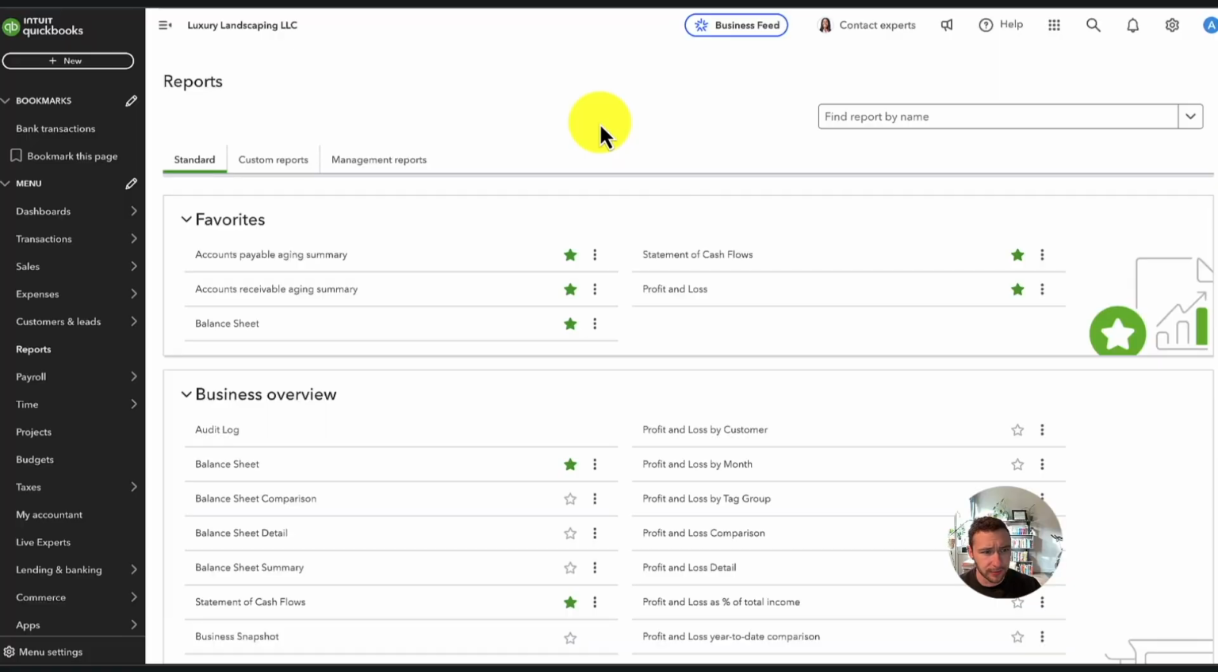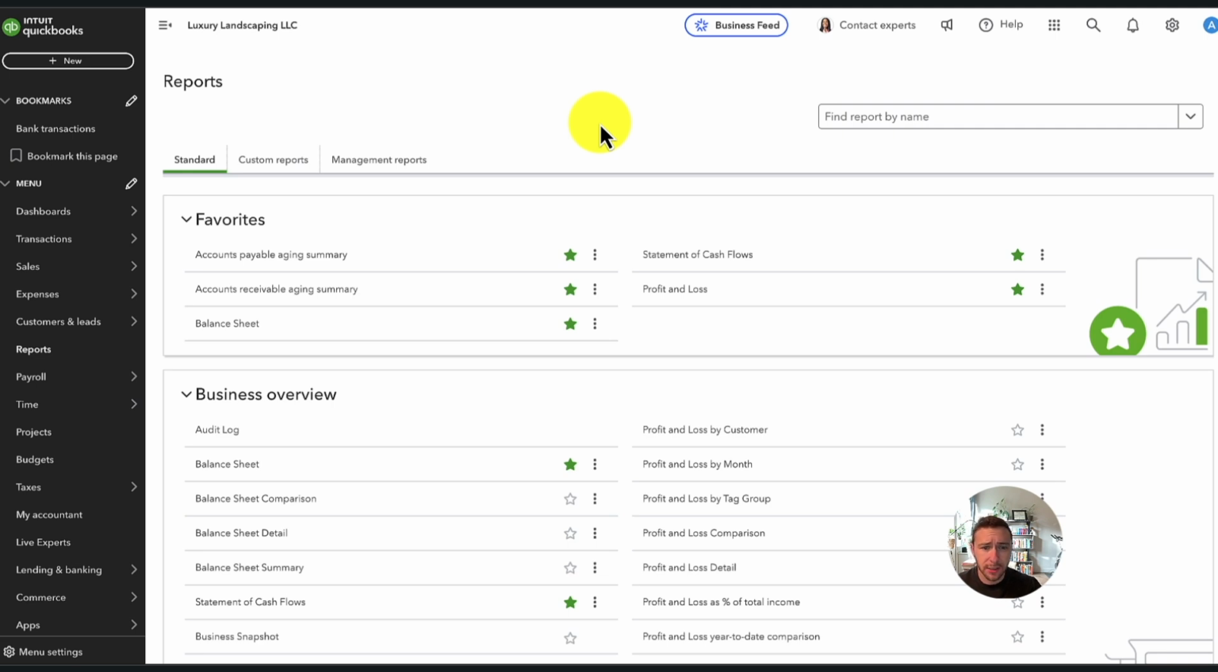I promise I'm going to make this simple and easy for you to understand, and we'll try to get through this as quick as possible so that you can get back to working on your business. All right, so let's jump on the computers. I'm going to show you in QuickBooks what the profit and loss statement, balance sheet, and cash flow statement look like.